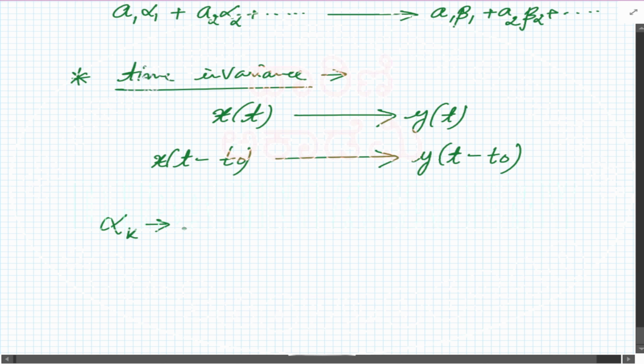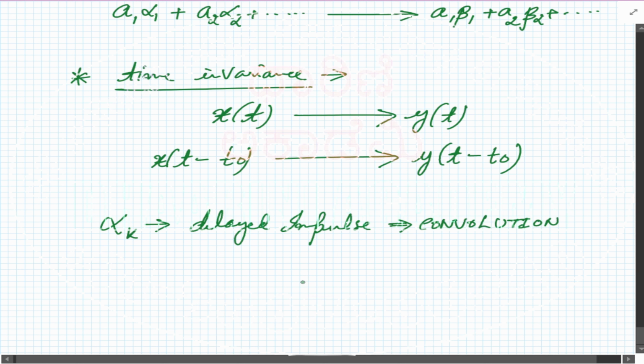Okay, the first one, if you try to represent this alpha k as a delayed impulse, in the sense delta of t minus 1, delta of n minus 1, etc. If you try to represent this alpha k in the form of delayed impulse, this results in a concept called convolution. Convolution is simply: take an alpha k, represent any input in the form of delta functions, impulse functions.